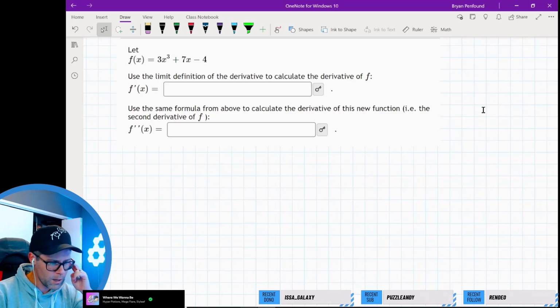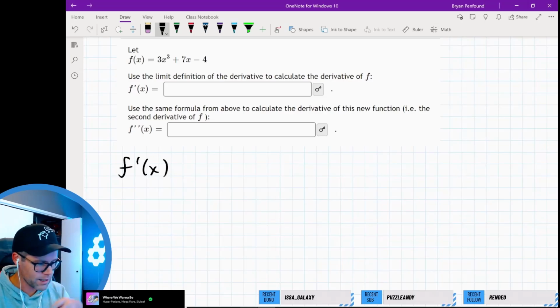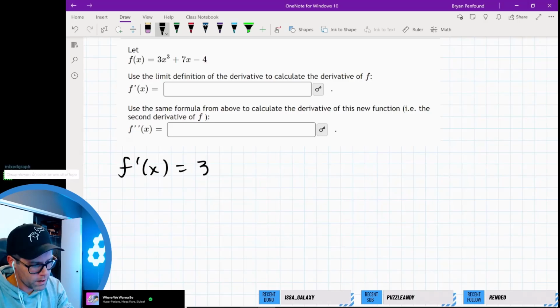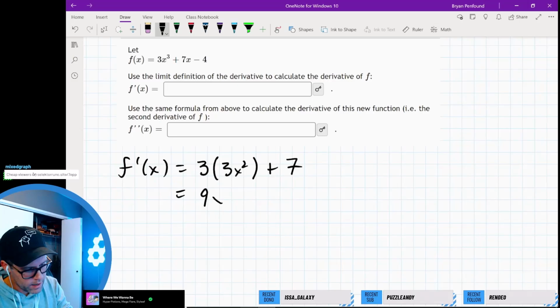We're not going to use the limit definition here. I think we're just going to go ahead and pluck off the answers here. We just want to take a look at how to get to the second derivative. So if I want to get to the first derivative, I'm going to keep this constant here, and then we're going to go 3x squared. And then 7x minus 4 is a line with slope 7, so we're just going to grab that slope number for our derivative. Our first derivative should be 9x squared plus 7.